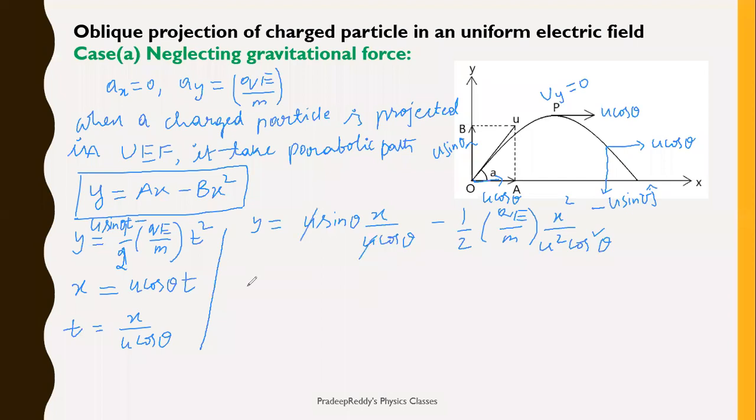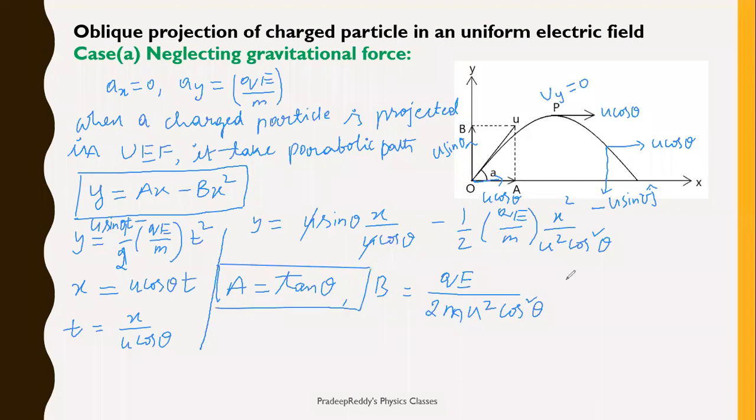From here, a is equal to sin theta by cos theta, which is tan theta, and b can be written as, here there are no cancellation terms. So finally this total parameter becomes qE divided by 2m, where m is the mass of the charged particle, into u square into cos square theta, right? These are the values of a and b.